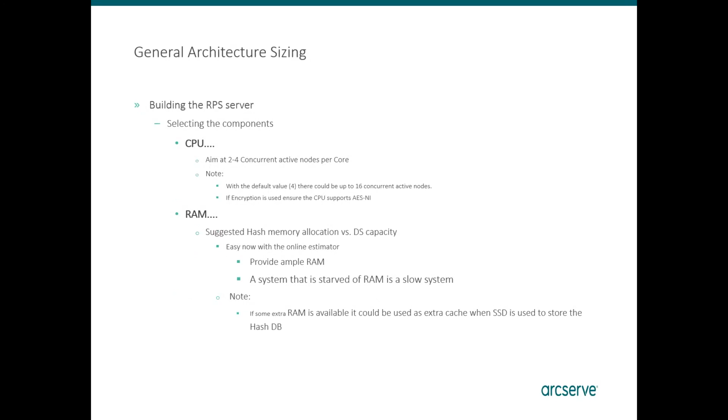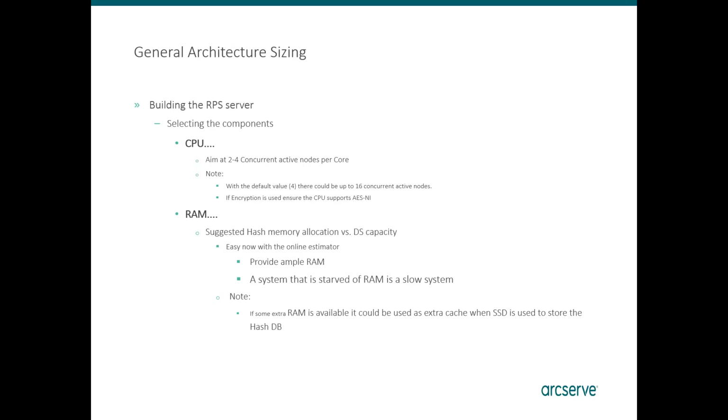Now let's talk about some general architecture sizing for the RPS. For our CPU, typically 2 to 4 active nodes per core is required. If you require encryption, make sure that the CPU supports it. It really depends on the concurrent backups that you're doing. Typically, the default value for concurrent backups is 4. You can increase that size, so keep that in mind. And the more backups, the more processing. So 2 to 4 concurrent active nodes per core is typically required.